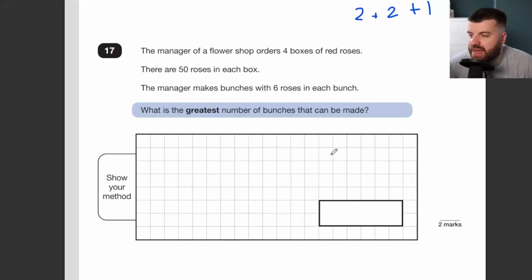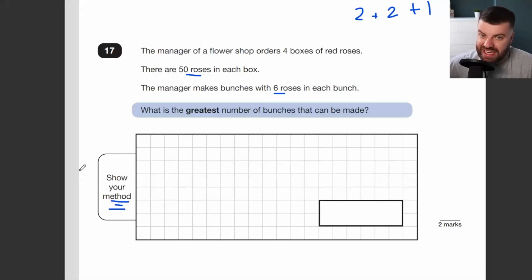Question 17. The manager of a flower shop orders 4 boxes of red roses. There are 50 roses in each box, and the manager makes bunches with 6 roses in each bunch. What is the greatest number of bunches that can be made? Show your method. That means it's going to be multiple steps. If you make one arithmetic error, you can still get a mark if you show every single step. You can't just do one step to get 1 mark.